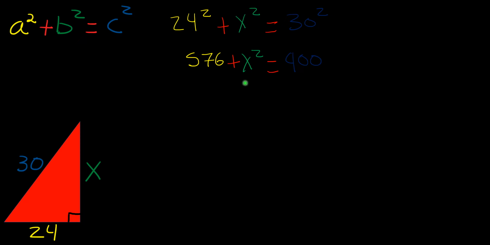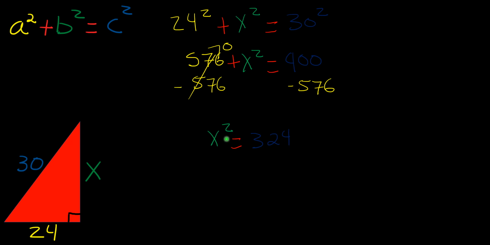So now I have to solve for x squared. I do this by subtracting 576 from both sides. When I do that, this side goes to 0. I'm still left with x squared equals 900 minus 576, which is going to be 324.